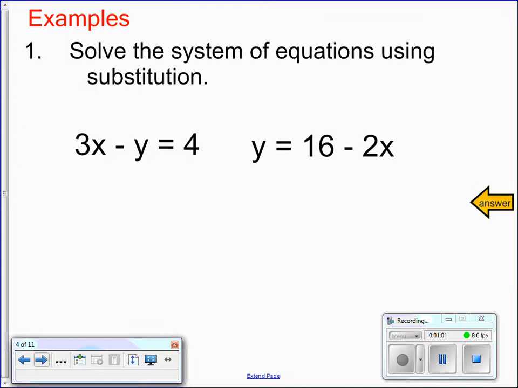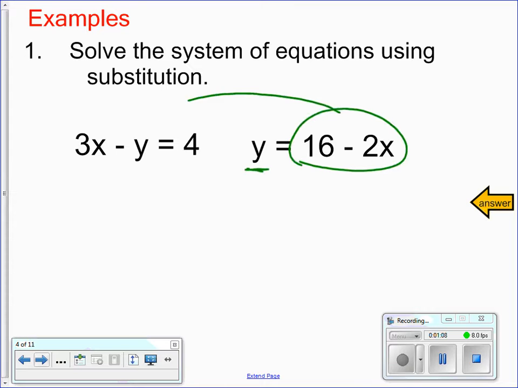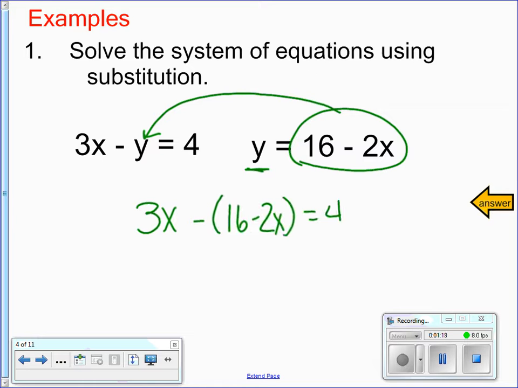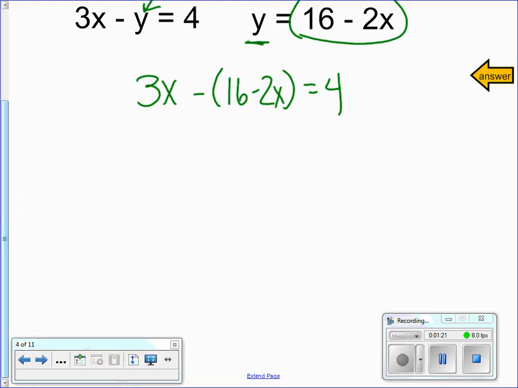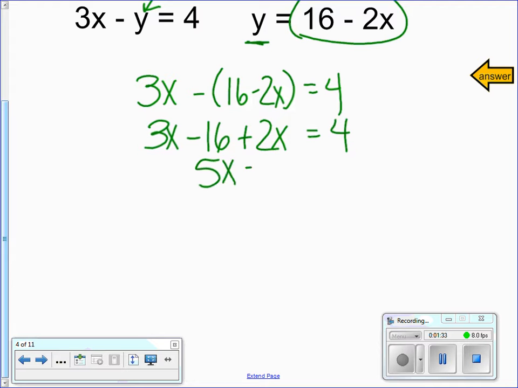So for example, solve the systems of equations using substitution. Since this one already says y equals, I'm going to plug this in for y. So it's going to be 3x minus 16 minus 2x equals 4. So we're going to distribute: 3x minus 16 plus 2x equals 4. Combine like terms, 5x equals 20, so x is equal to 4.